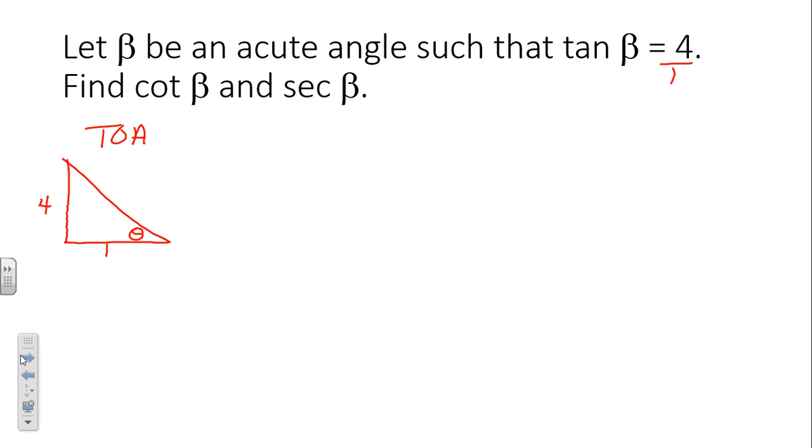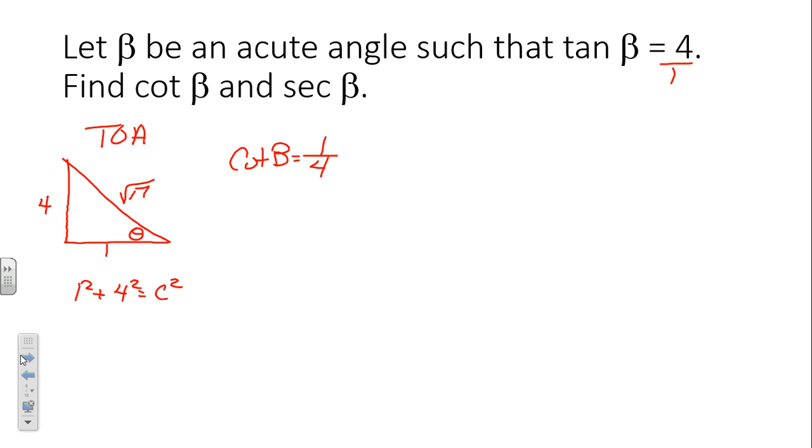Okay. And we want to find the cotangent. Cotangent should be easy, right? What is it? Simply flip them, right? This is the reciprocal function for tangent. And now we just need to find the secant. Secant is the reciprocal for which one? Cosine. Okay, so we need the hypotenuse, right? Adjacent and hypotenuse. 1 squared, 4 squared, c squared, so 17, right? Square root of 17 can't really be rationalized, or they can't be simplified. It's as simple as it gets.